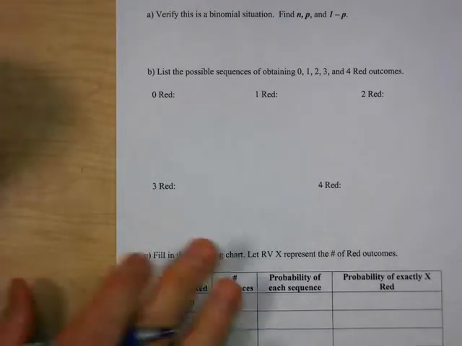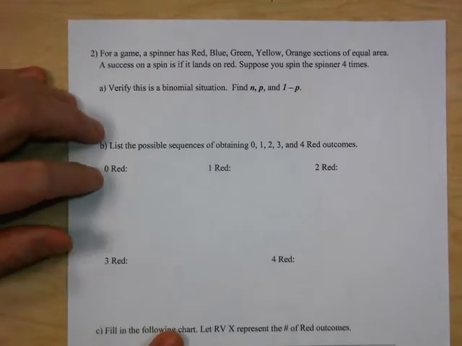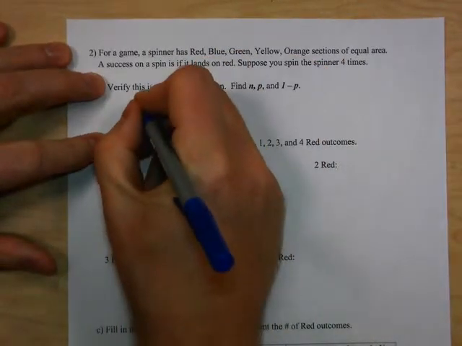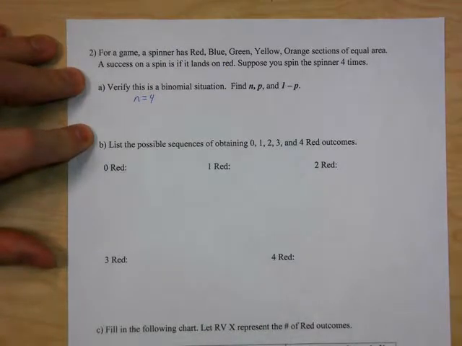Suppose there's a game, and a spinner has red, blue, green, yellow, orange sections of equal area. A success on a spin is if it lands on red, and you're going to spin the spinner 4 times. So we're classifying a success as spinning a red. That means everything that's not red will be considered a failure. To verify this is a binomial situation, well, we have a fixed number of trials, 4. So I'll just go right here, n equals 4. So we have a fixed number of trials.